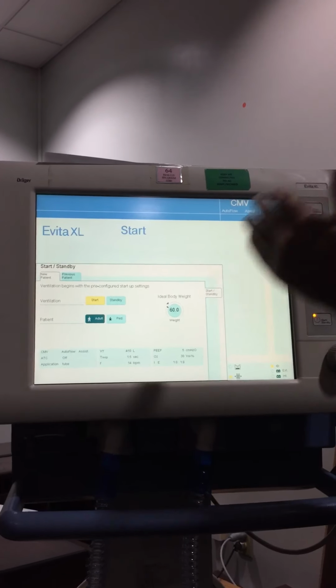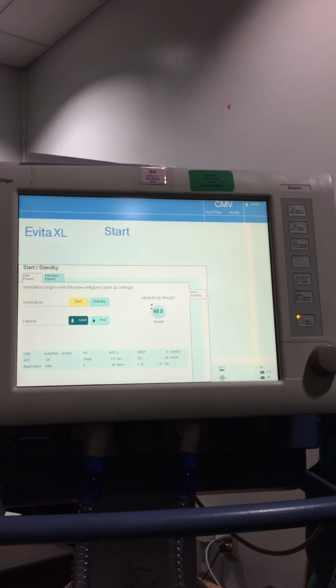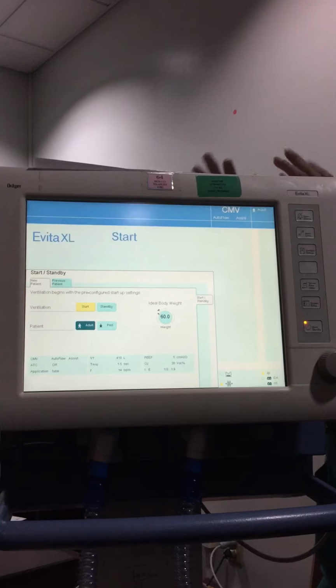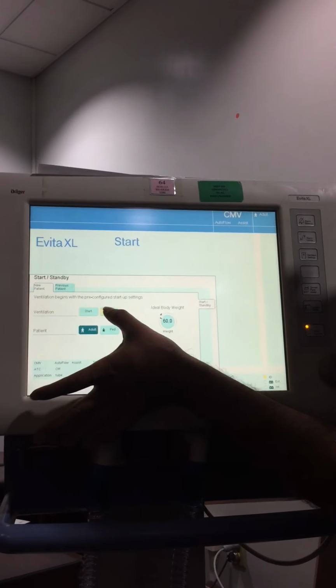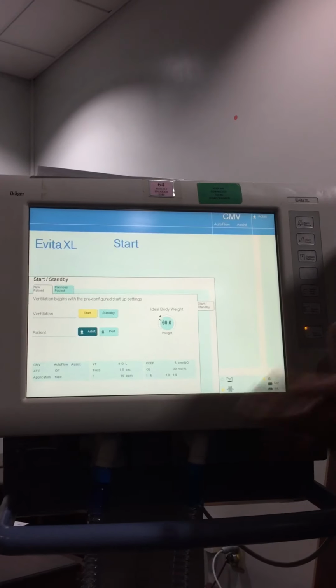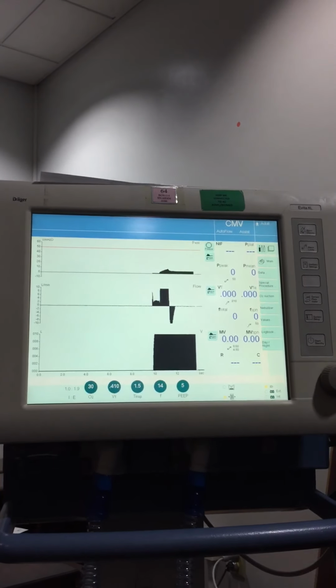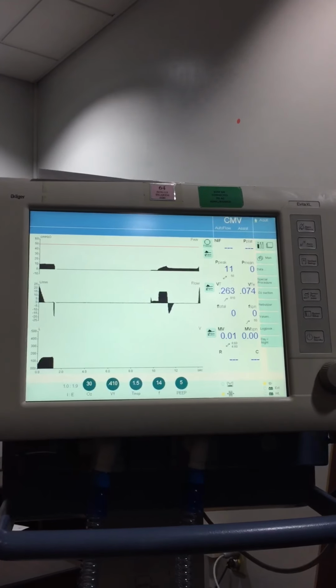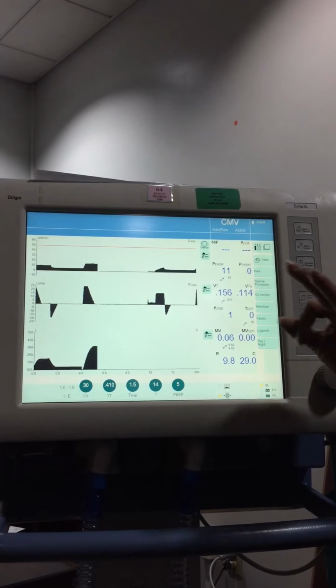No need to set any more parameters, because based on your ideal body weight, it is already preset. You can just start ventilation. Automatically, the preset mode and preset parameters will start to ventilate. So this is the safety measure.